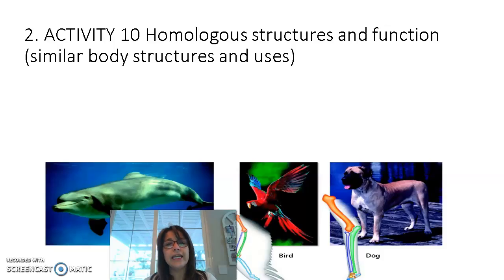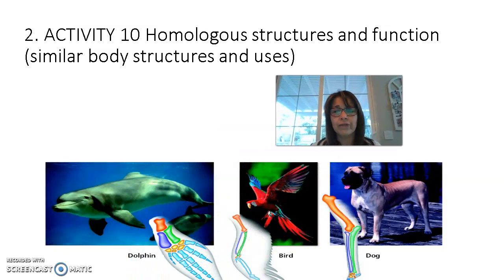All right, so Activity 10 is homologous, I'm not going to say it, structures and function. Meaning, in simpler words, similar body structures and uses. So right now we've got the dolphin, the bird, and the dog, okay? And you're looking at their bones right there. So we got the dolphin, the bird, and the dog. Again, similar bone structures. You see how they correlated the colors on here? You got orange, orange, orange, blue, blue, blue, green, green, green, and then light blue, light blue, light blue. So that's just showing you the similarities.